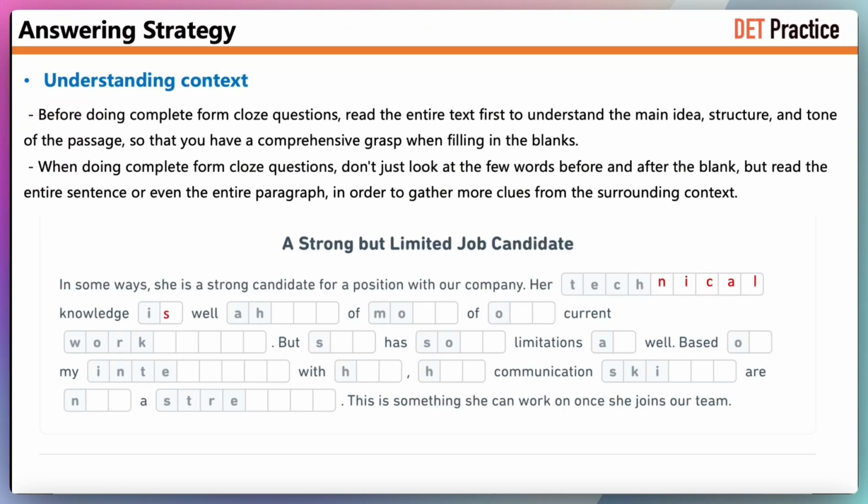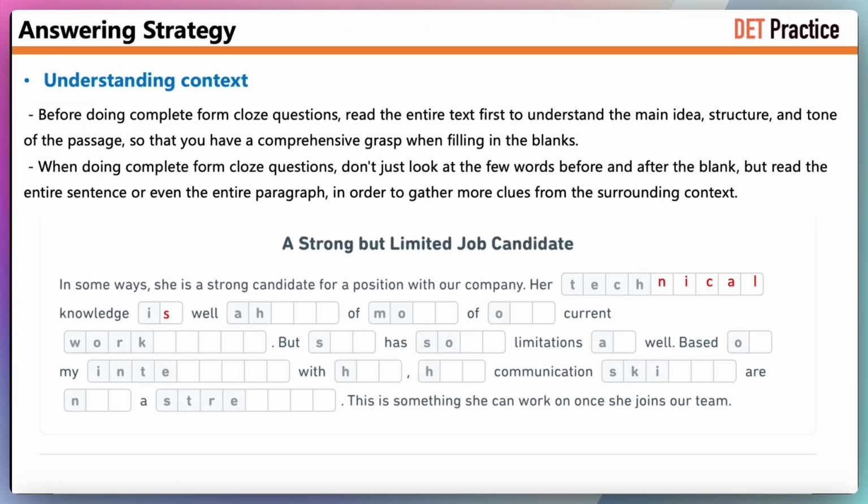Who would a candidate be compared to? Possibly other interviewees, right? But we notice the text doesn't mention other candidates. We see an important word, current, meaning present or now. Could it be referring to their colleagues? Possibly. We see a word starting with work that refers to people.